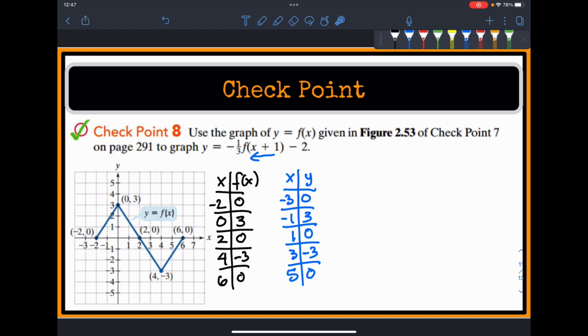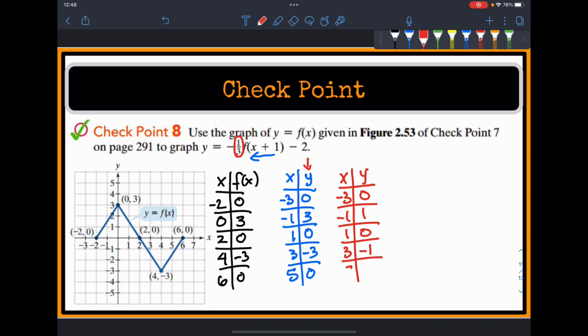Now, looking for stretches, in this case a shrink, the 1/3 is going to multiply. Since it's a vertical dilation, it's going to affect the vertical coordinates and multiply all of these vertical coordinates by 1/3. Multiplying 0 by 1/3 is 0. Multiplying 3 by 1/3 is 1. 0 times 1/3 is 0. -3 times 1/3 is -1. And 0 times 1/3 is 0.